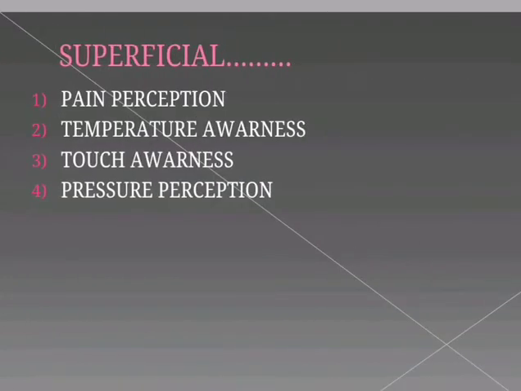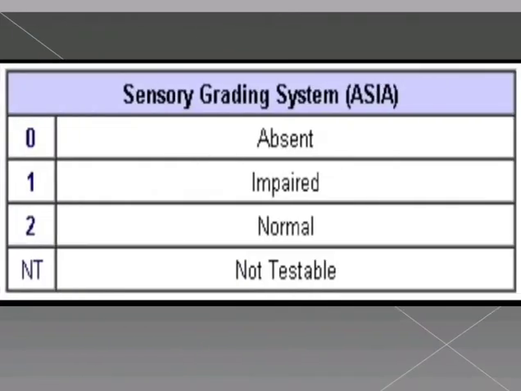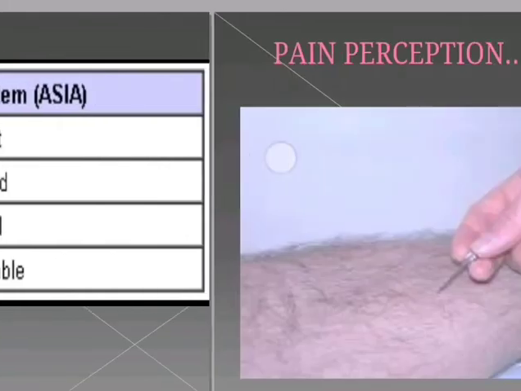So first is the superficial sensation. It consists of pain perception, temperature awareness, touch awareness and pressure perception. In the sensory grading system there are three grades: 0 is absent, 1 is impaired, 2 is normal, and 8 means non-testable.